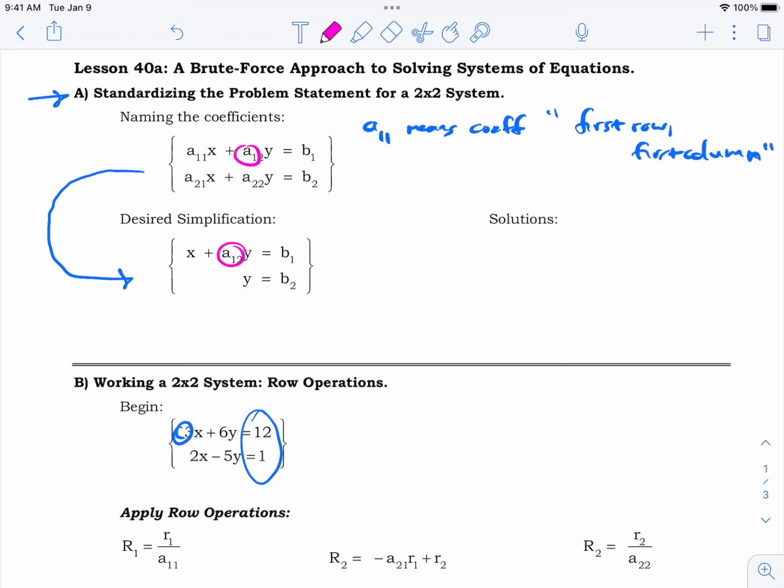This and this, not the same. This number, not the same. This number, not the same. These things are going to change as we go. So B2 is just kind of like the name for the number that goes there. B1 is the name of the number that goes there. A12 is the name of the number that goes there. They're going to change. They're not going to be the same numbers. So that's not what I mean when I write this second formula here. Okay, so those are not the same numbers.